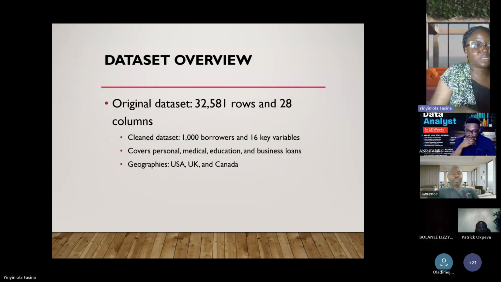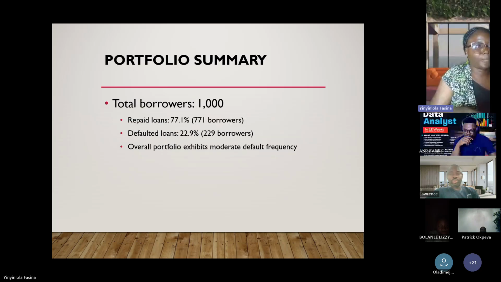So the original data set had 32,581 rows and 28 columns. But after the cleaning, in order to remove some data that are not needed in the presentation, it was reduced to 1,000 borrowers and 16 key variables. It covers personal, medical, education, and business loans. And we have 3 countries involved: USA, UK, and Canada.